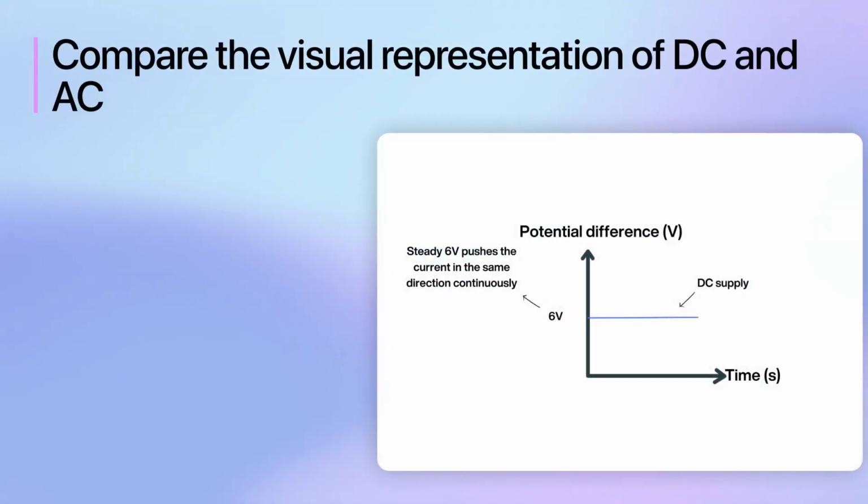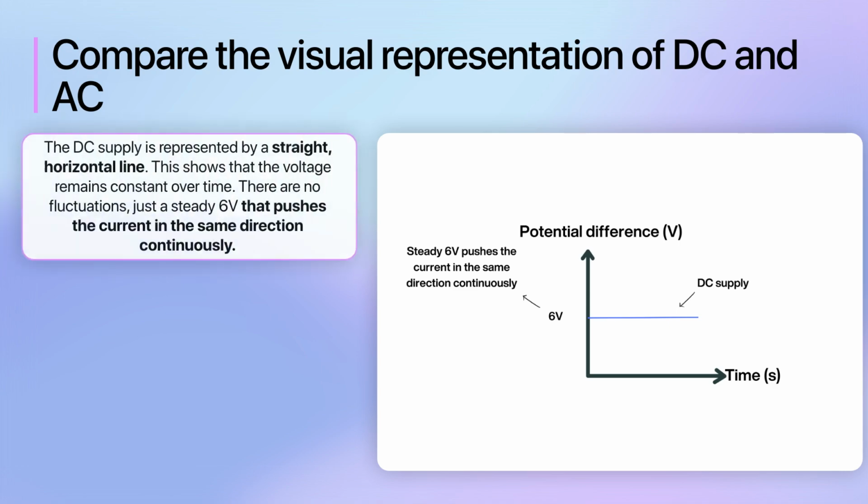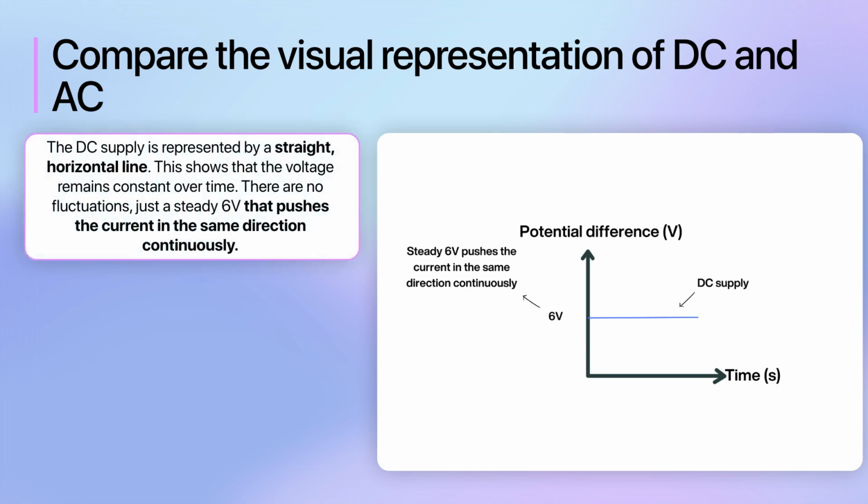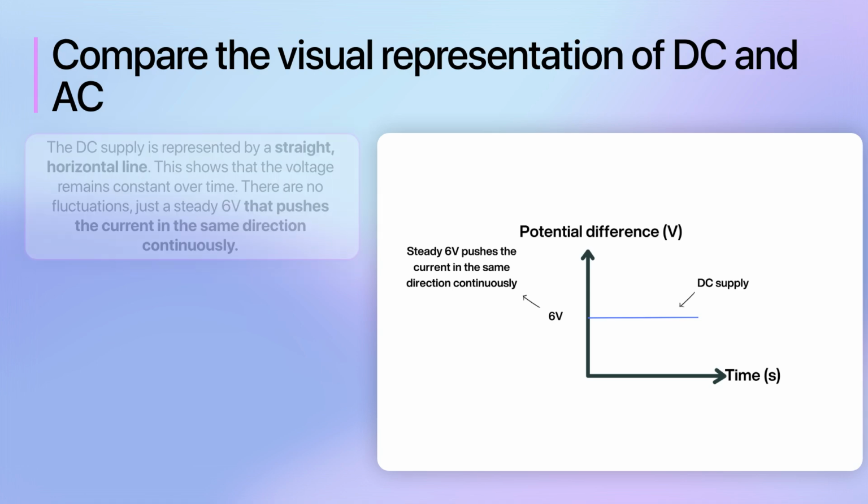To visually grasp the difference between direct and alternating potential difference, we can use graphs. Looking at this graph, the DC supply is represented by a straight horizontal line. This shows that the voltage remains constant over time. There are no fluctuations, just a steady 6V that pushes the current in the same direction continuously.